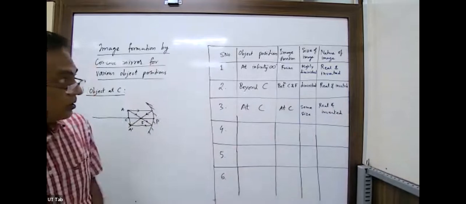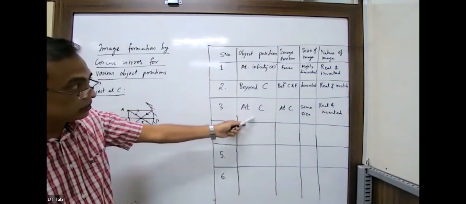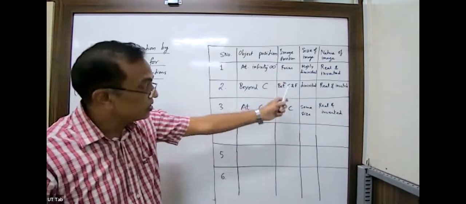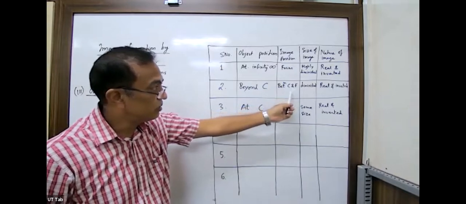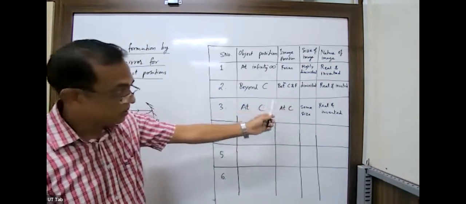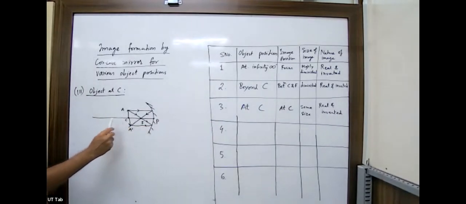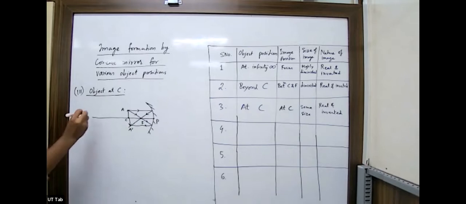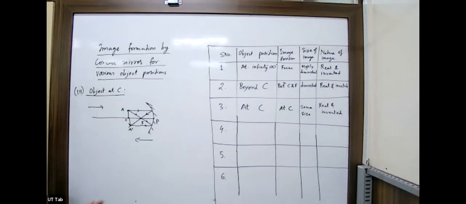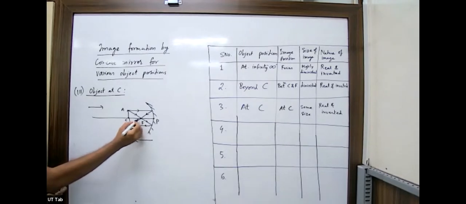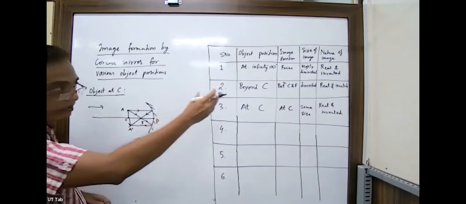Can you see the pattern as the object is approaching the mirror? Where is the image position? The first image was at focus. Now the image is going away from the mirror. First at focus, then between F and C, and now at C. The object is traveling in this direction and the image is traveling in this direction. Initially the image was point size, now its size is increasing. So this is how you can remember.